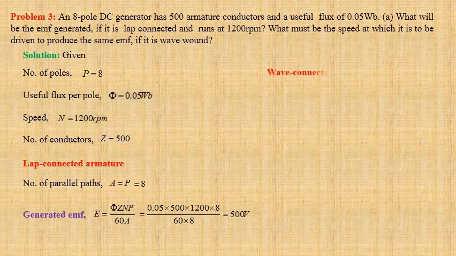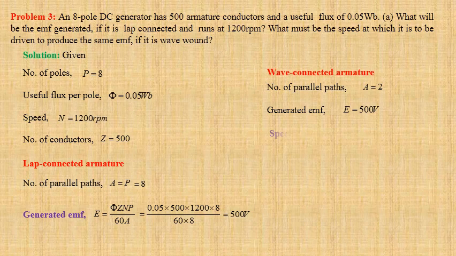For a wave-connected armature, the number of parallel paths A equals 2. In this case, the generated EMF is the same as before, that is E equals 500 volts.